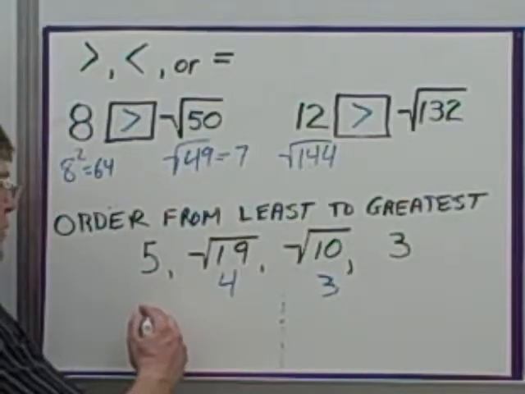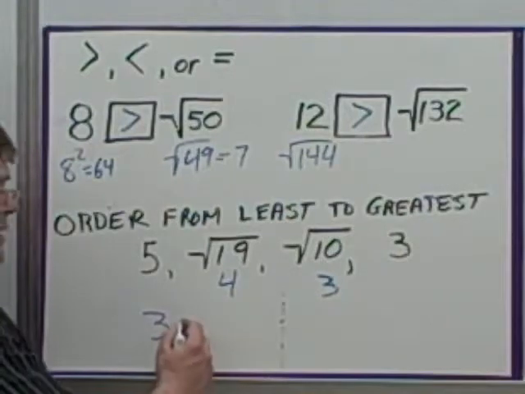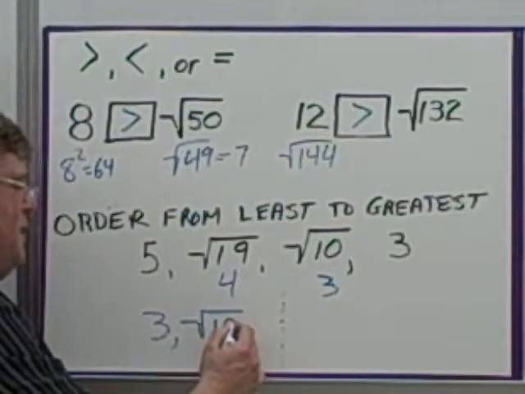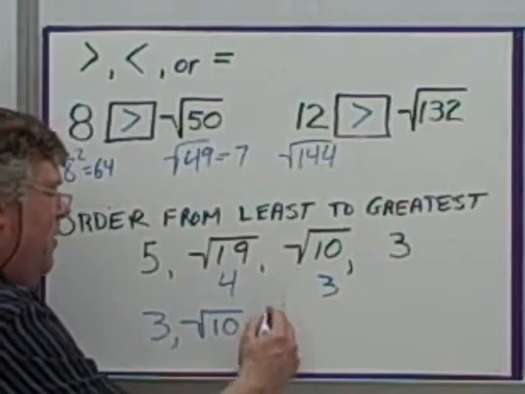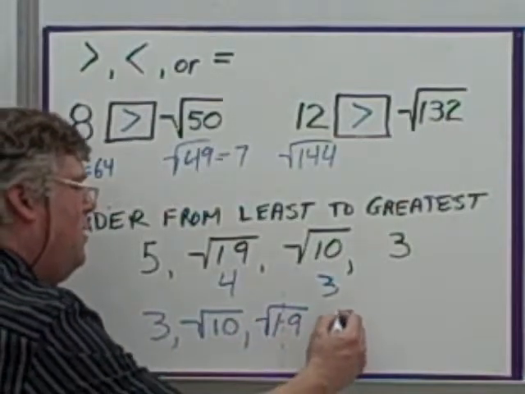So the smallest one is going to be the 3. The next smallest will be the square root of 10. After that, you'd have the square root of 19, and then you have 5.